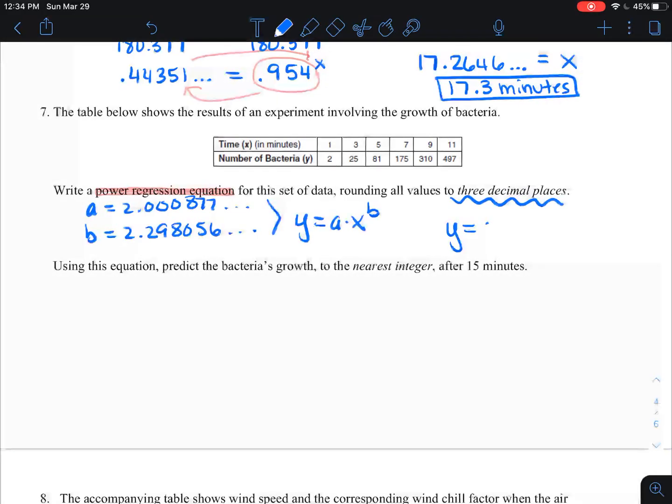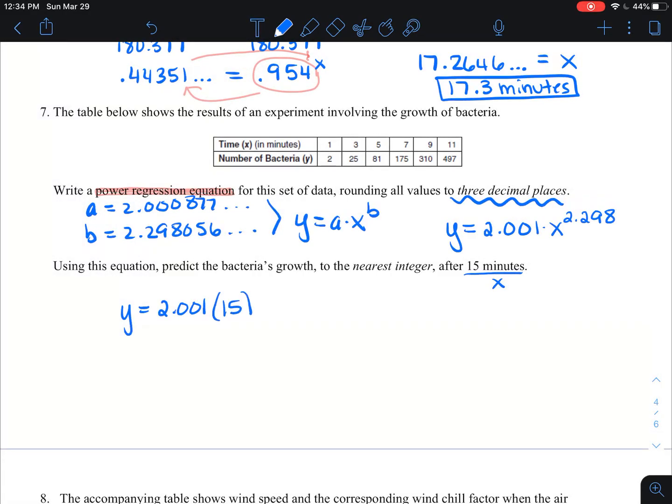So we're going to round to 3 decimal places. So y equals 2.001 times X to the 2.298 power. Okay, so that's all we have to do for this first part. And then the second part says use this equation to predict the bacteria's growth to the nearest integer after 15 minutes. So this is an X value, so I'm just plugging in.